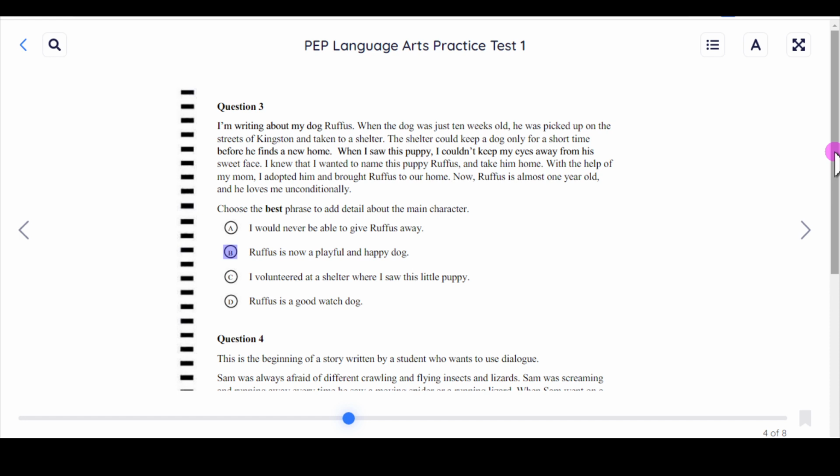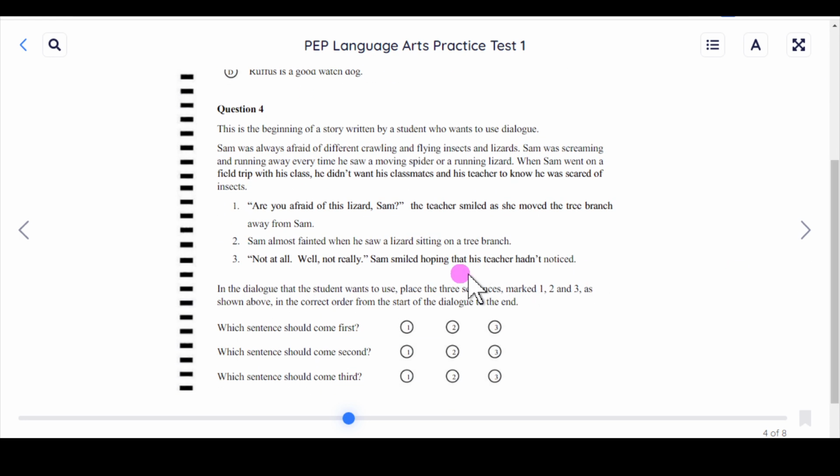All right, so question 4. Question 4, this is the beginning of a story written by a student who wants to use dialogue. So what's a big idea here? Dialogue. And we know that when we're doing anything with dialogue, we're going to be looking at words that come directly from someone, and we're going to enclose those words with what? Quotation marks.